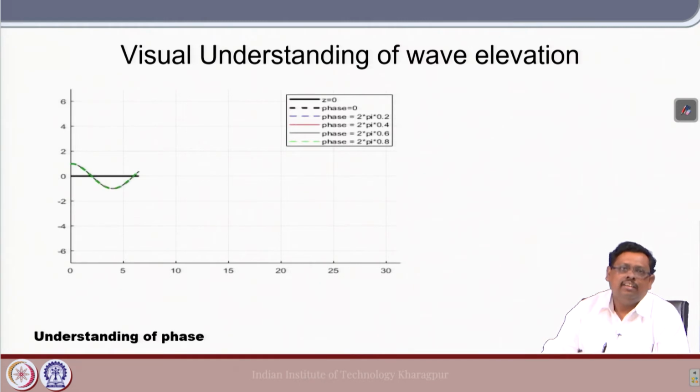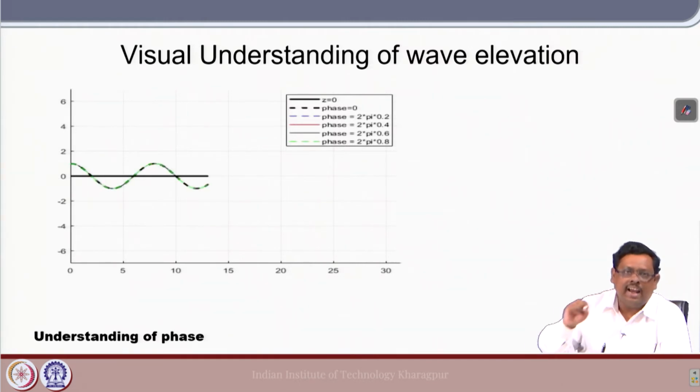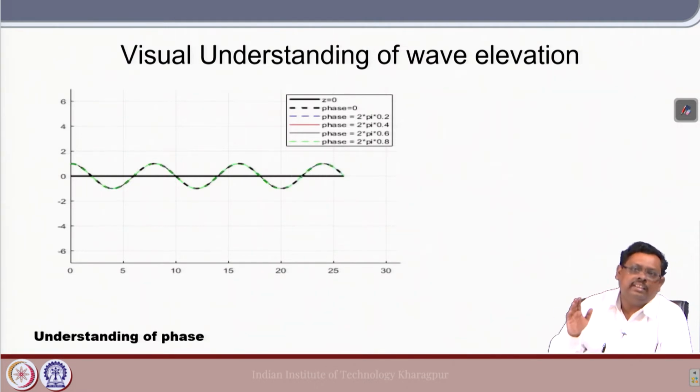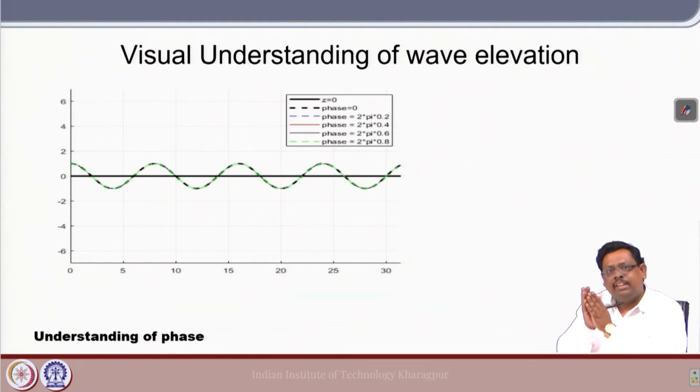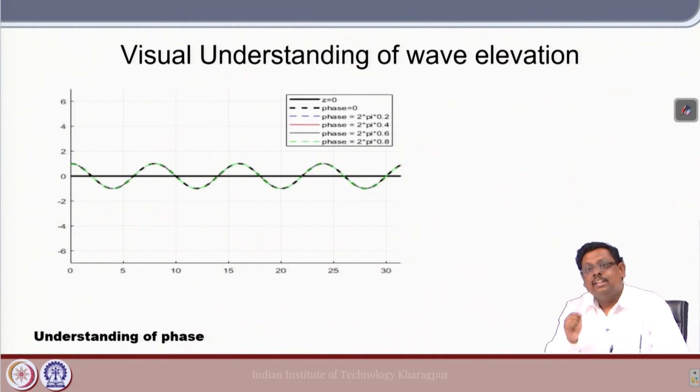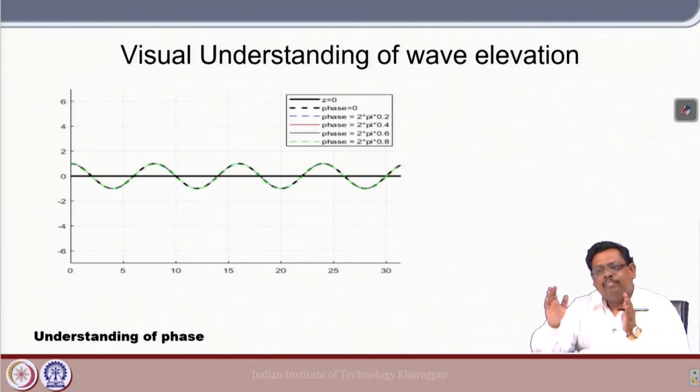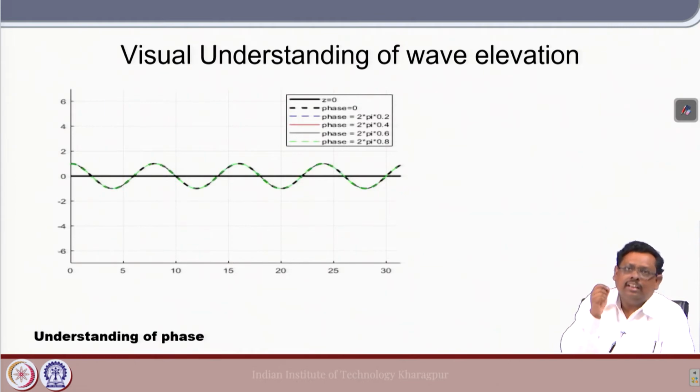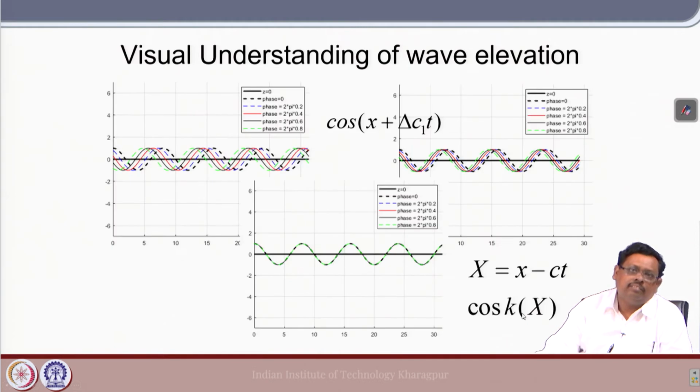Now, you can see when the phase is equal to 0, it acts like a monochromatic, single wave. So you do not have the visual impression that the wave is propagating. This visual impression only comes when there are a lot of phases. If I make everything 0, then it is as if one single wave is moving. Now, let us try to understand what this is.